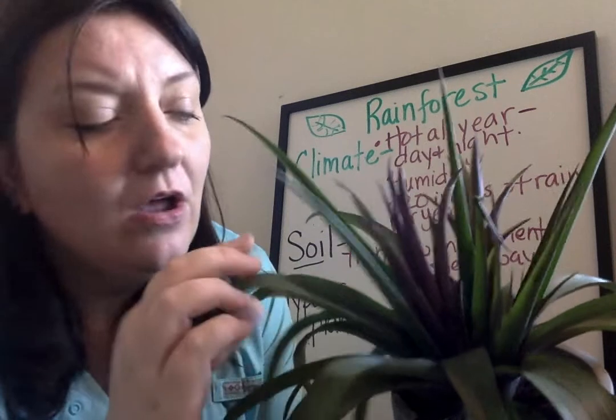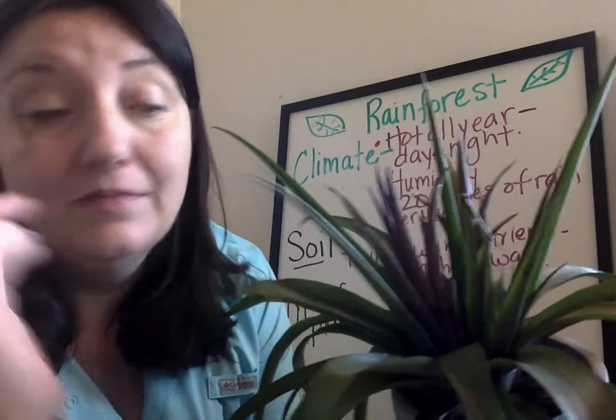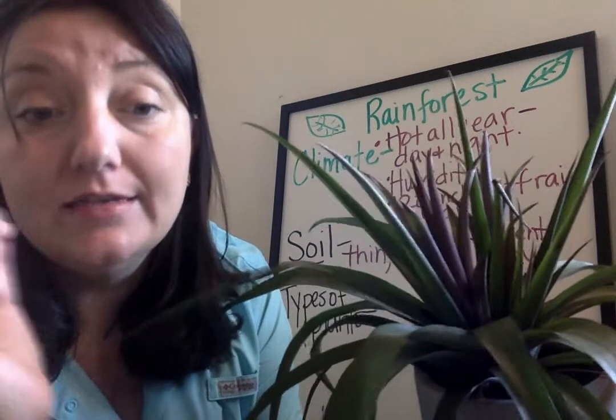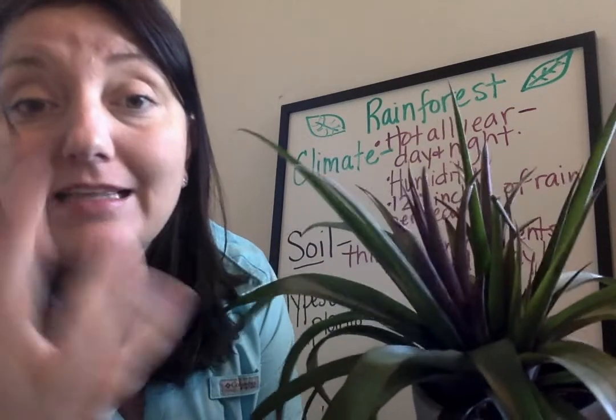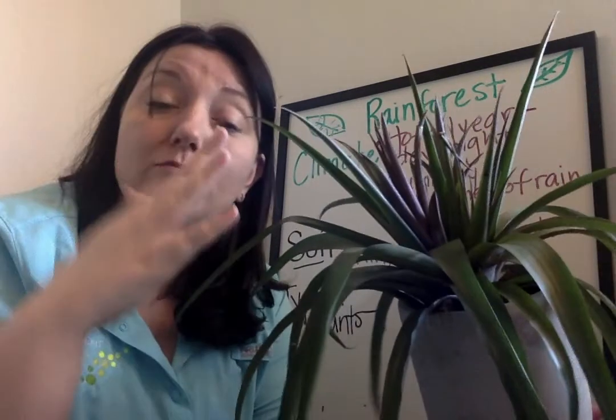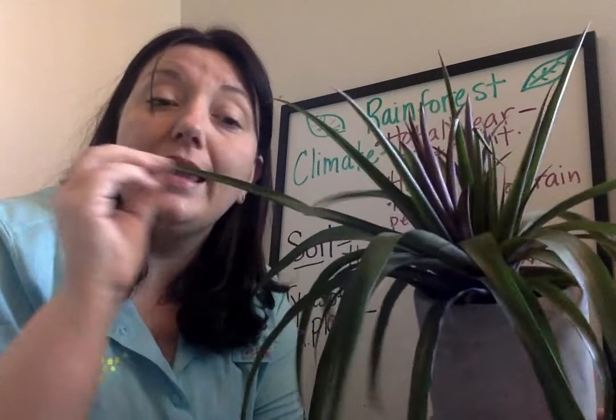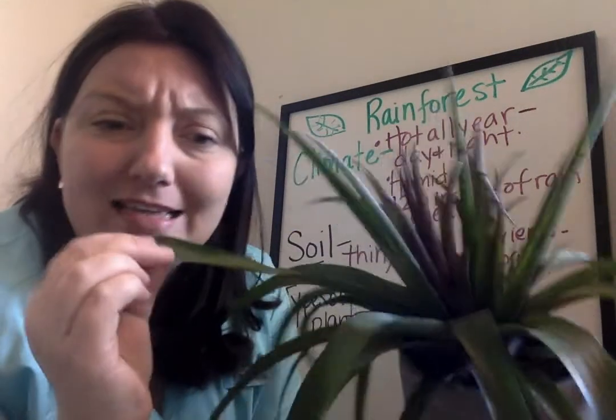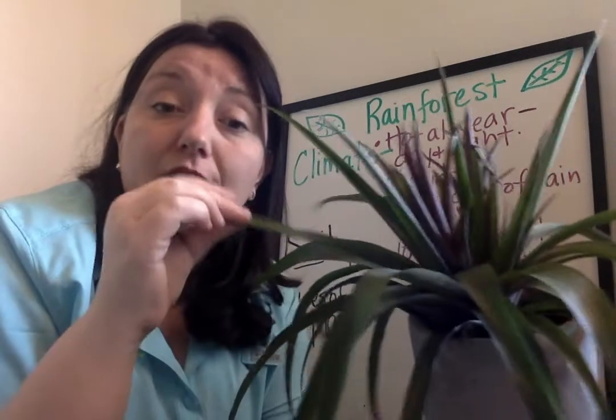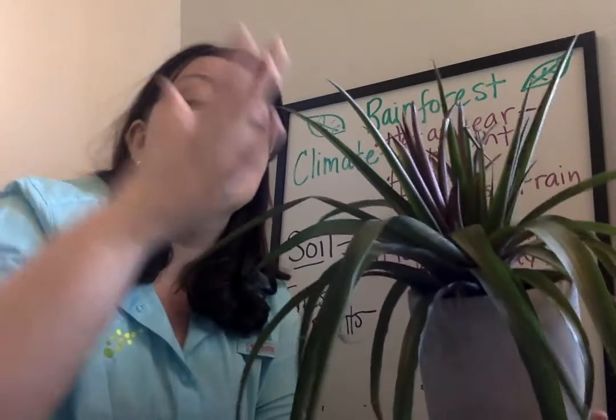So something I want you to notice about this bromeliad plant is, first of all, the leaves on this plant are very waxy. They get a lot of rain in the rainforest, and if they didn't have these waxy leaves, all of that rain, when it would hit the plant, the plant would absorb it and it would get too much water. So waxy leaves are a structure or an adaptation that helps rainforest plants to survive, because when the water hits that leaf, the water will roll right off.